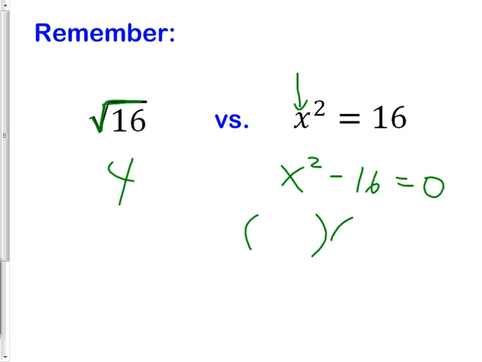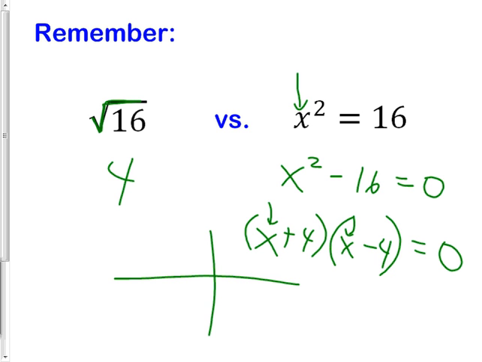Here's a way. I could factor it. Remember this? x plus 4, x minus 4. And then I get 2 answers. Negative 4 would make this part 0, positive 4 would make that part 0. So it's negative and positive 4. Again, what's another way? Well, if I graph it, it's going to look like this. And guess where it touches? Positive and negative 4. Okay, so that's a third way. Is there even another way?